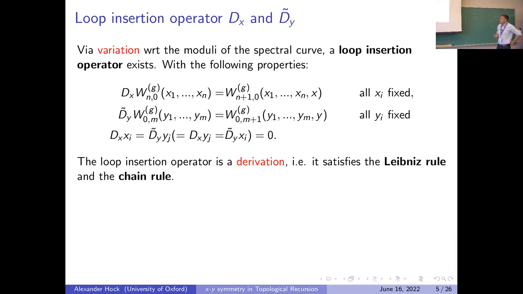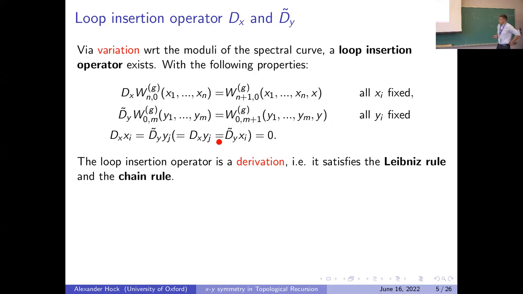But the idea of this loop insertion operator is the following: you have an operator dx acting on W_{g,n,0}, and it gives you W_{g,n+1,0}. So for the spectral curve with x and y, you just add one x here. And we can do the same for y. So we have d tilde y on W_{g,0,m}, which gives you W_{g,0,m+1}, and you add some y here at the last point.